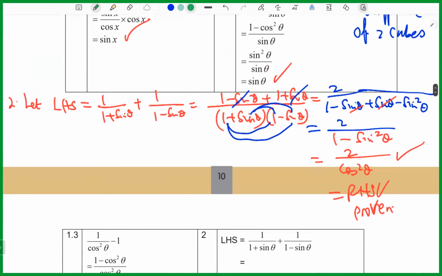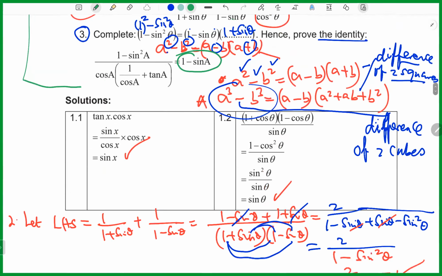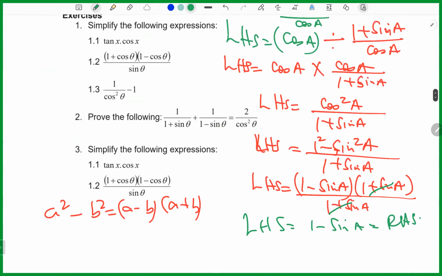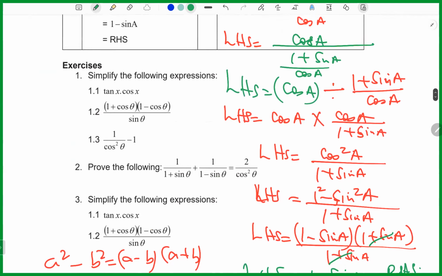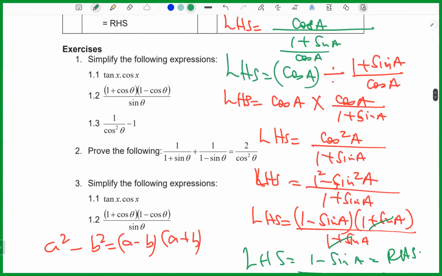Because to simplify your proof, just check. The right-hand side is 1 minus sine A. And we've been able to achieve 1 minus sine A, which is the right-hand side. Okay. So we have proven those. Right, so these exercises, they're pretty much the things we went through. So you can just practice with those.